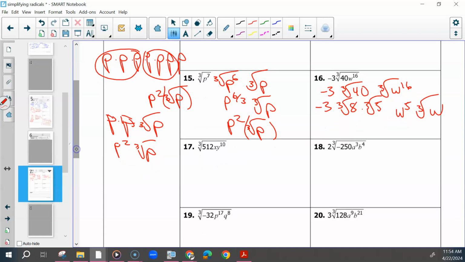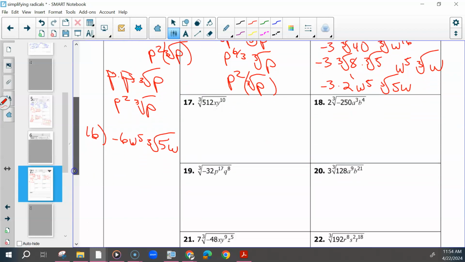The cube root of 8 is what? 2. So we have negative 3 times 2. I'm going to start to rearrange, times w to the 5th, times the cube root of 5w. So that our final answer would be the cube root of 5w. Yes, I just wrote that off to the side. And if you want to use parentheses, you can do that.